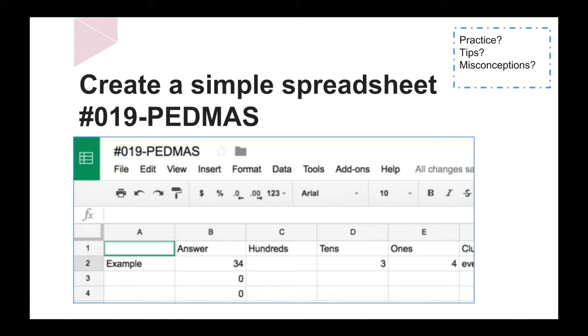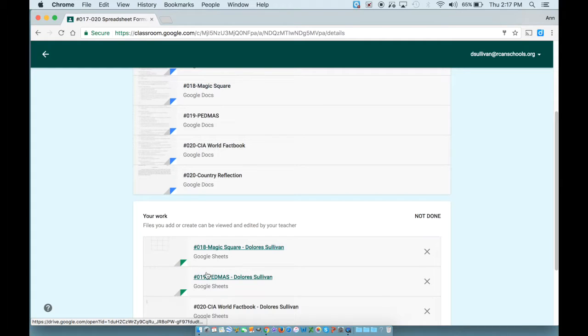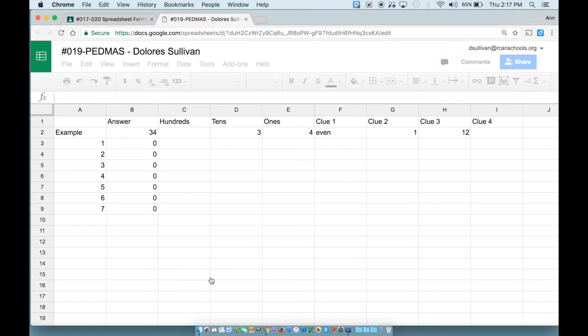We have an example spreadsheet, and I have a series of number stumpers, and in order to solve the number stumpers, the students create a spreadsheet with formulas. In spreadsheet number 19, you again get your own copy of a blank worksheet.